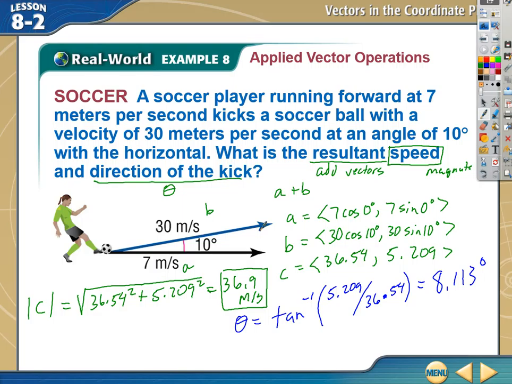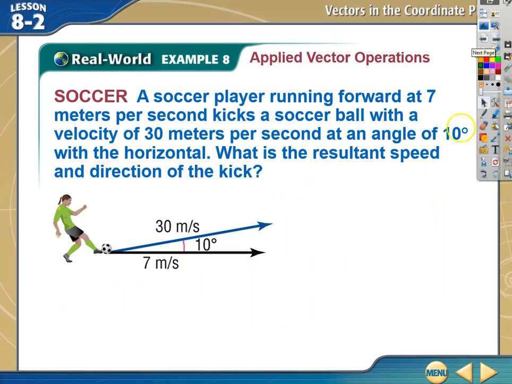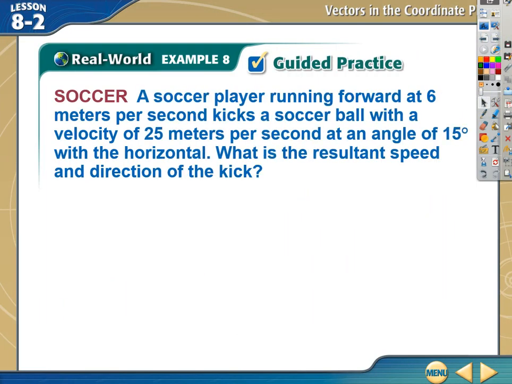So, your turn. Don't worry, we'll do it step by step. Okay? So, in your turn, here's your soccer player running forward at 6 meters per second, kicks the soccer ball with a velocity of 25 meters per second at an angle of 15 degrees with the horizontal. What is the resultant speed and direction of the kick?